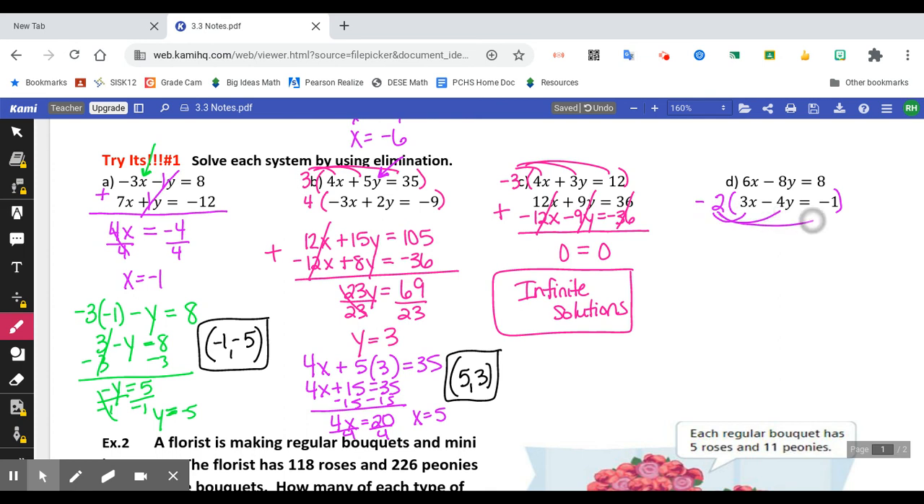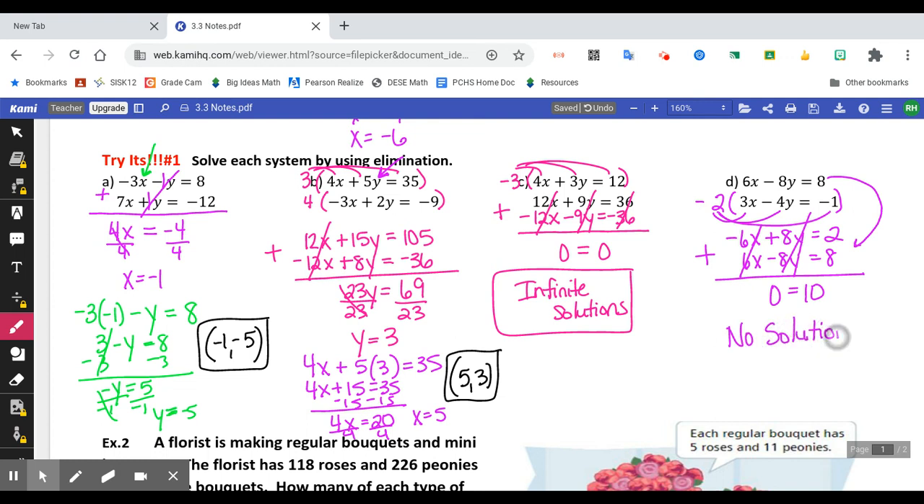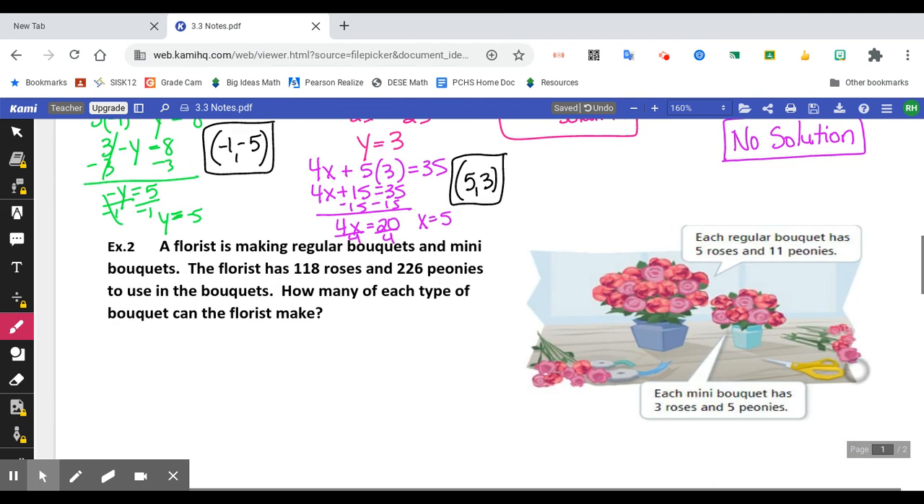So let's multiply here. Gives me negative 6x plus 8y equals positive 2. I'm going to rewrite this one down here below it. So 6x minus 8y equals 8. One big addition problem. These cancel. Oh, and my y's cancel. So nothing over here. And 2 plus 8 is 10. Different answers, no variables, no solution. Which again means that these would be parallel lines because they would never intersect.